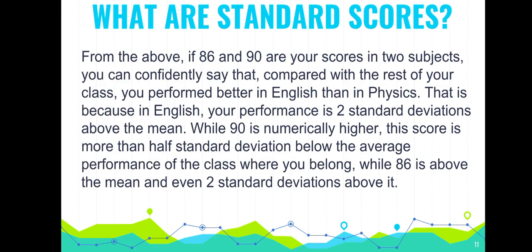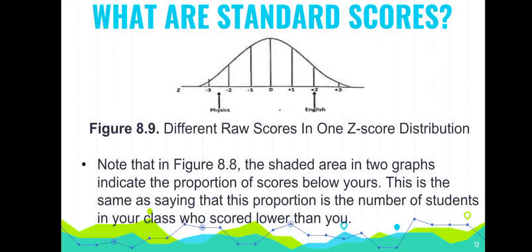So while 90 is numerically higher, this score is more than half a standard deviation below the average performance of the class where you belong, while 86 is above the mean and even two standard deviations above. So as you can see sa z-scores, mababa yung binibigay niyang total. So this figure is showing the different raw scores in a z-scores distribution.